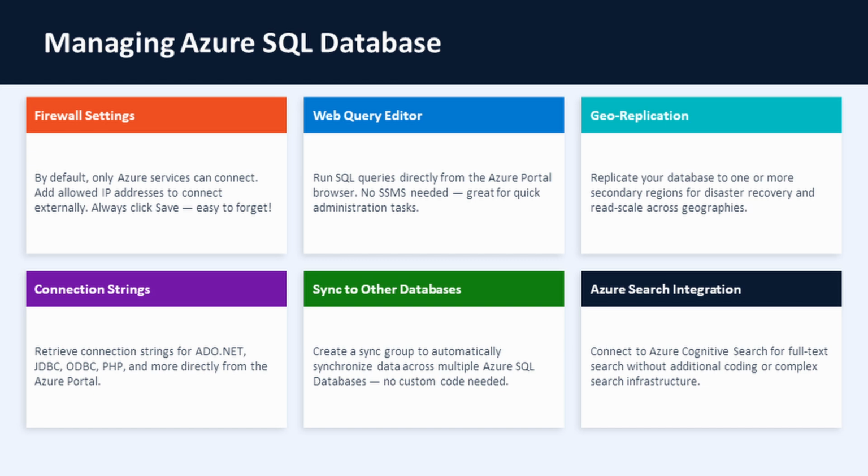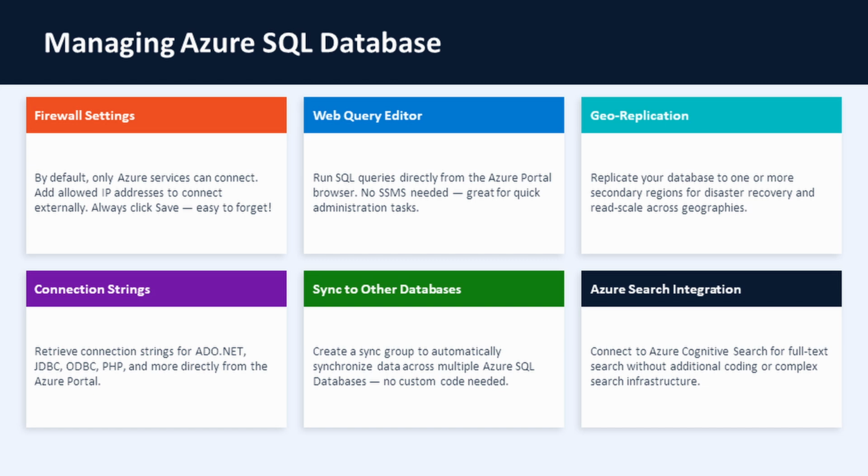Under Settings, you will find several features unique to Azure SQL that have no equivalent in traditional on-premises SQL Server. Geo-replication allows you to create readable secondary copies of your database in one or more Azure regions around the world. This supports both disaster recovery and read-scale scenarios. Connection Strings provides ready-made connection strings for all major programming languages and frameworks, ASP.NET, JDBC, ODBC, PHP, and others, so you can quickly integrate your application.